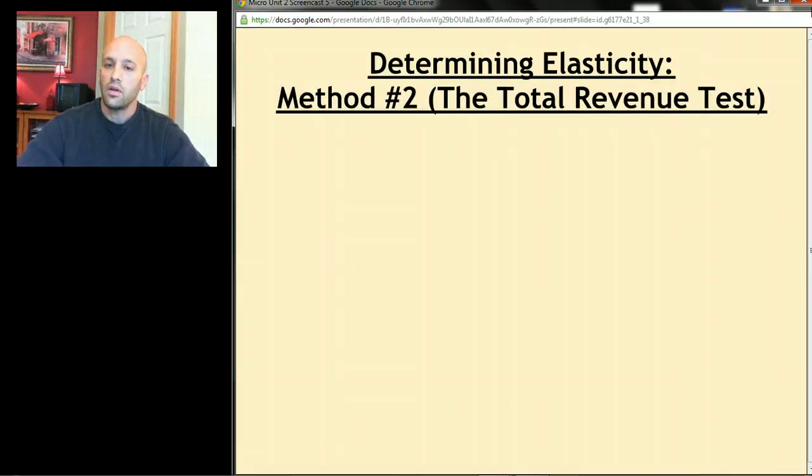Now there's an entirely other way of determining elasticity, and that's through the use of what's called the total revenue test. You'll recall that total revenue, which you can think of as all the money coming into your cash register, is equal to price times quantity.